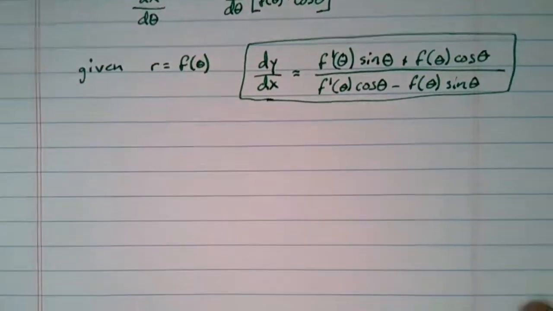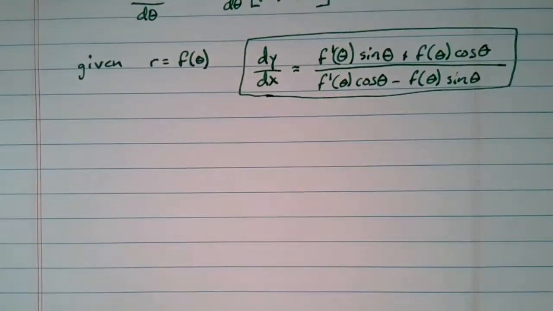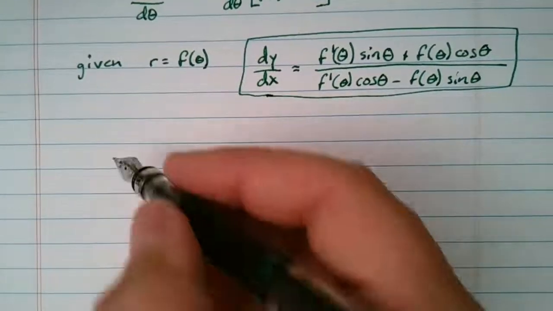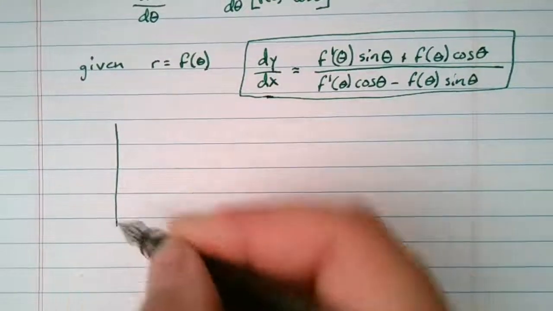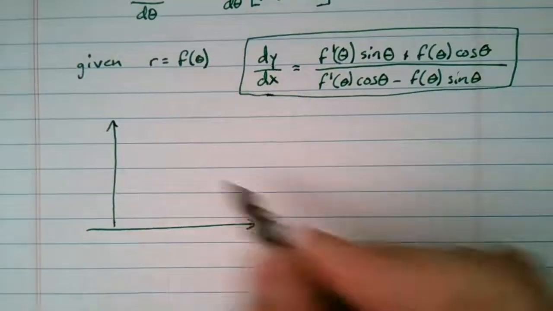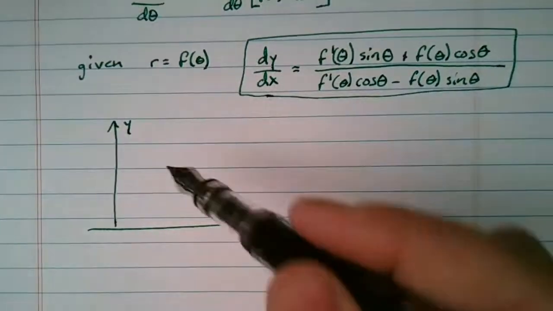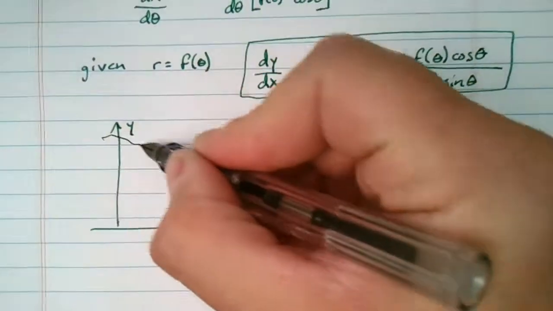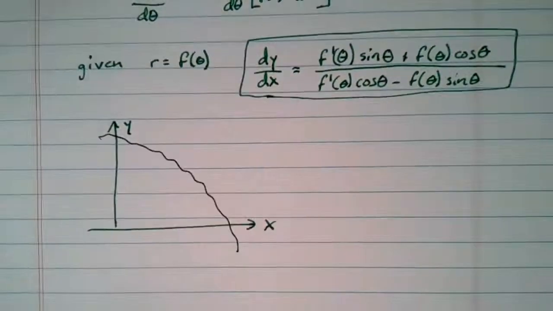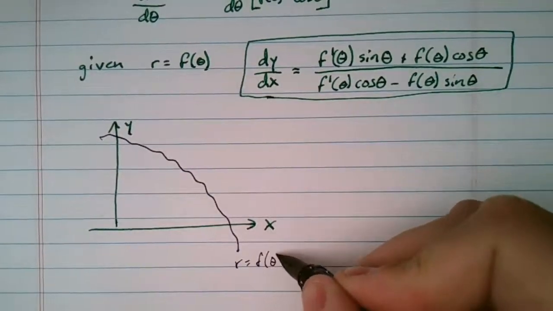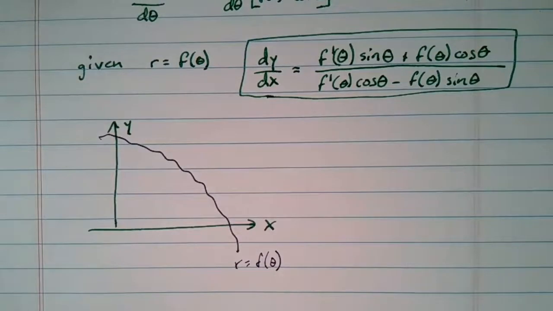Now, the second thing I want to do is draw you a picture. So remember, polar coordinates are an r theta proposition. So if I've got an xy axis here, and I've got some curve, I'm going to draw this curve in a different color. I've got some crazy curve, who knows? And this curve is r equals f of theta. Okay.